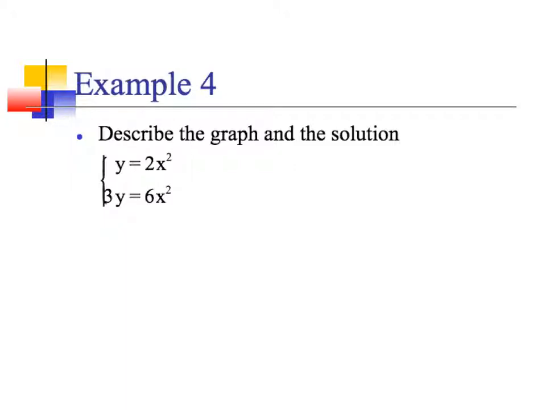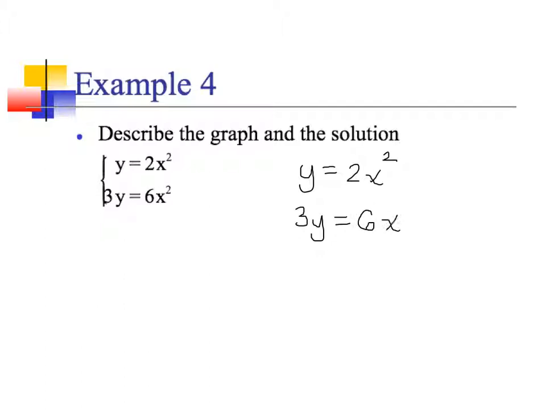Now in example 4, I skipped my originally planned example 3. The directions are a little different. It says describe the graph and the solution. So you're given this equation, y equals 2x squared. We know that that's a parabola when graphed. But you're also given this equation, 3y equals 6x squared.